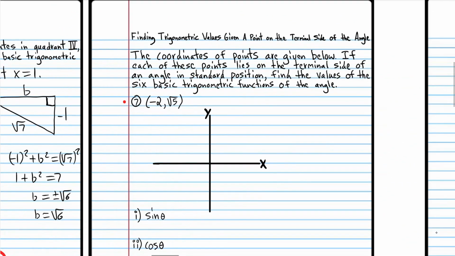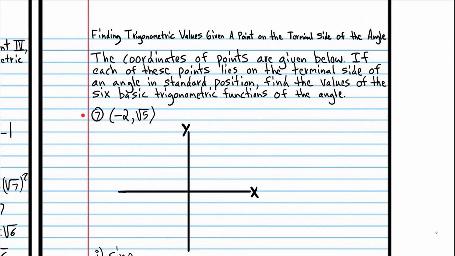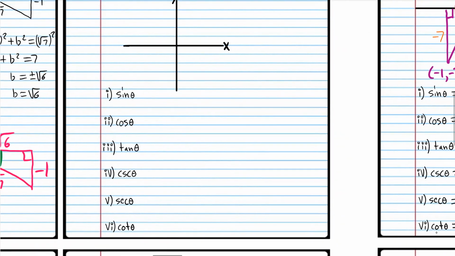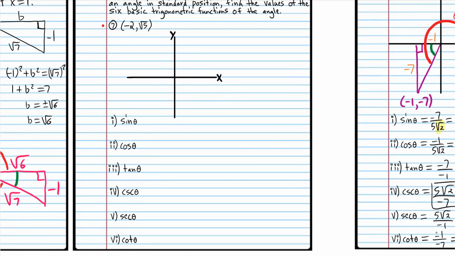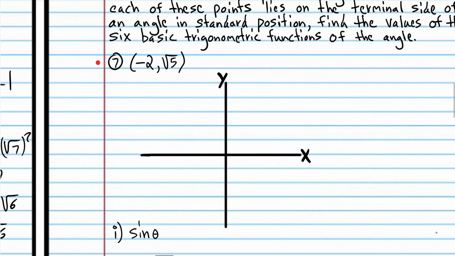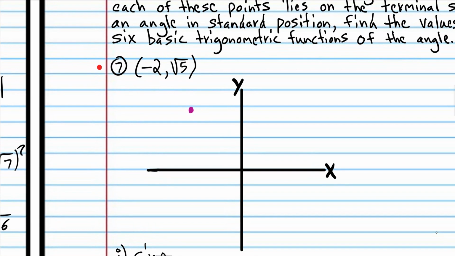Okay, so now we're going to do a problem that is very similar to the problems that we just did. This point lies on the terminal side of an angle in standard position, and we're asked to find the 6 trigonometric ratios of that angle. So let's plot this point. The point would be somewhere around here. It doesn't really have to be exact.